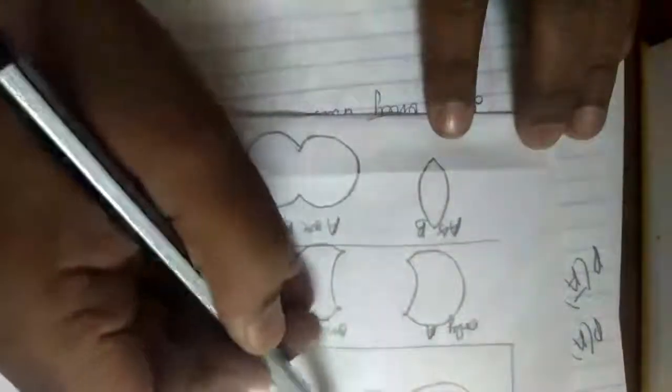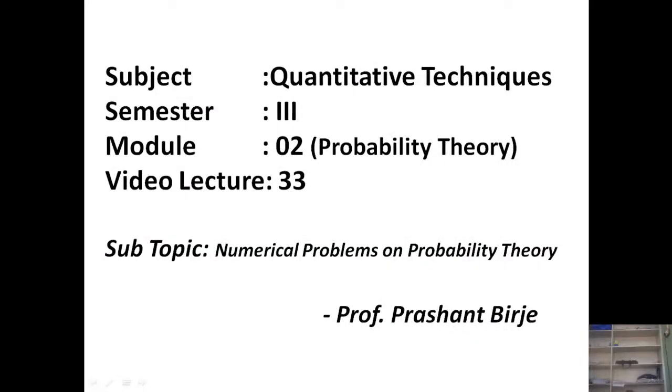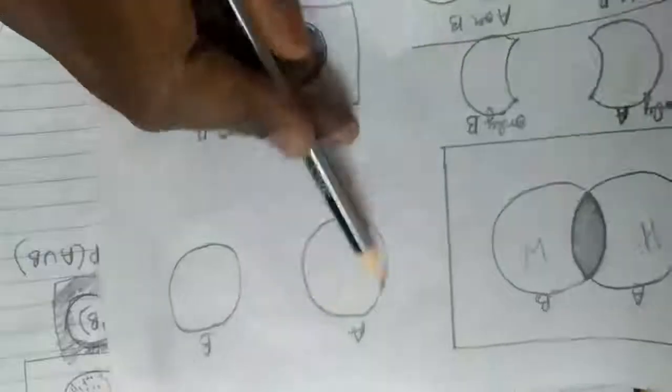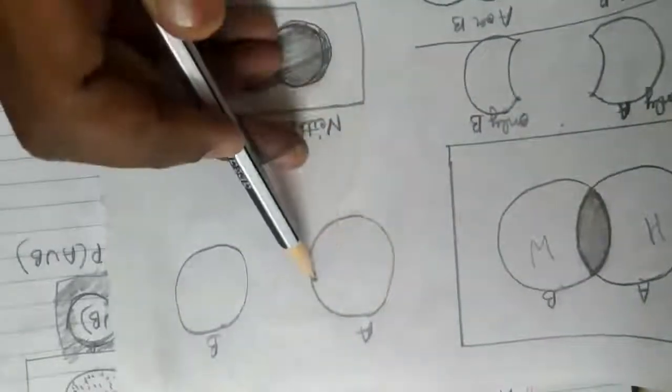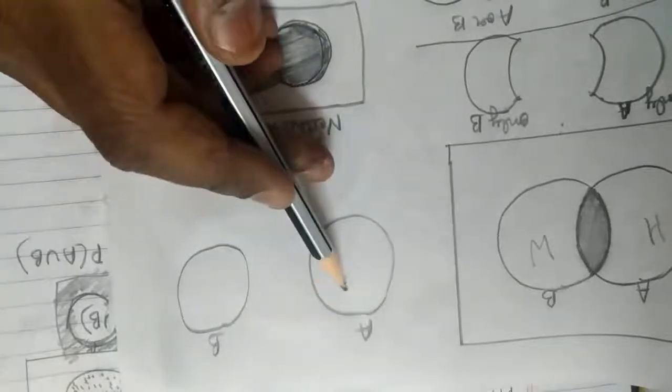See here. This is husband being selected. This is wife being selected. This entire region, that is A, husband is selected. Wife may be selected, may not be selected. That is a different question. Husband is selected here. Okay, A.